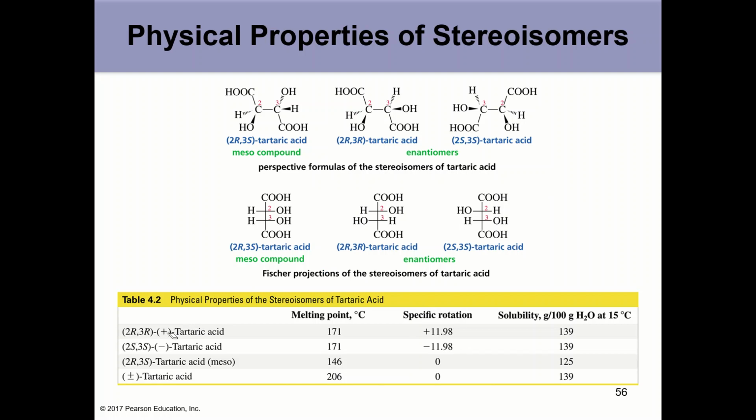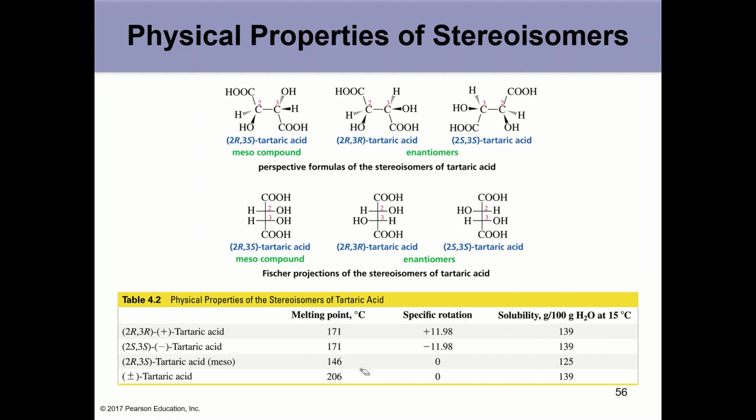The meso compound is the diastereomer of the 2R3R tartaric acid and the 2S3S tartaric acid. The 2R3R has a melting point of 171. Its enantiomer, 2S3S, also has a melting point of 171. Remember that the only property that differs is the direction in which it rotates light. So the specific rotation has an equal value but opposite sign. The 2R3R rotates light clockwise at 11.98, and the 2S3S rotates light counterclockwise at the value of 11.98. The solubility of the two molecules is the same.